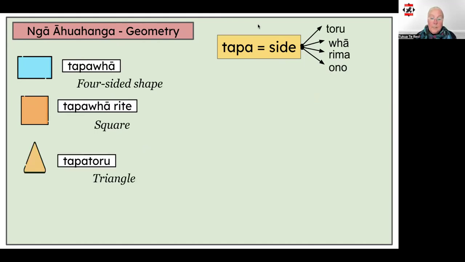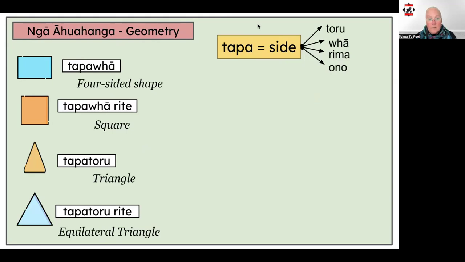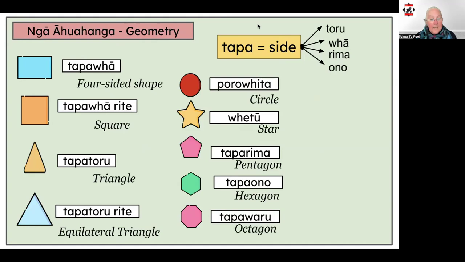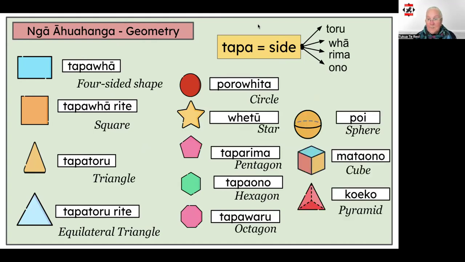Tapa toru is a 3-sided shape or a triangle, and a tapa toru rite, an equilateral triangle, has all the sides the same. So that's pretty much how the words for shapes work in te reo Māori. Here's a few more examples, and a couple of 3D shapes just for fun. A sphere is a poi, a cube is a mataono, literally translated as 6 faces, and a pyramid is a koeko.